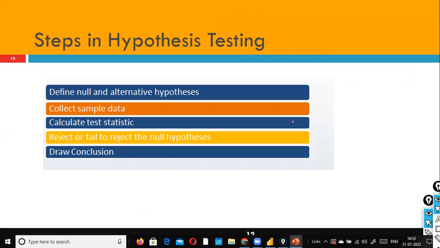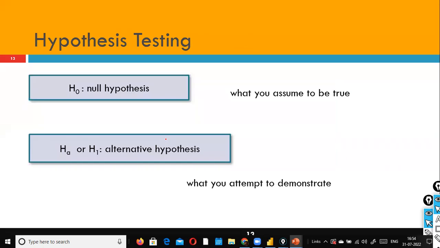These are the steps that we need to follow in order to perform hypothesis testing. The first step is to define the null and alternate hypothesis. Next, you collect the sample data and calculate the test statistic, using some formula. If the test statistic value falls in the rejection region, then we reject the null hypothesis; otherwise we fail to reject it. Either you reject or you do not reject. And finally, you draw a conclusion. These are the 5 steps that we follow when we do any hypothesis testing.